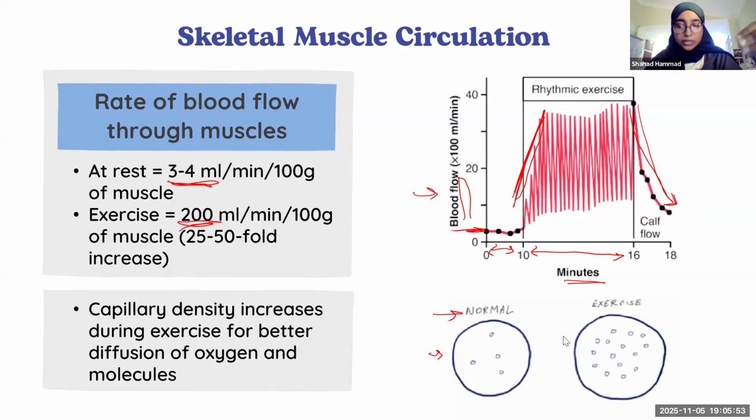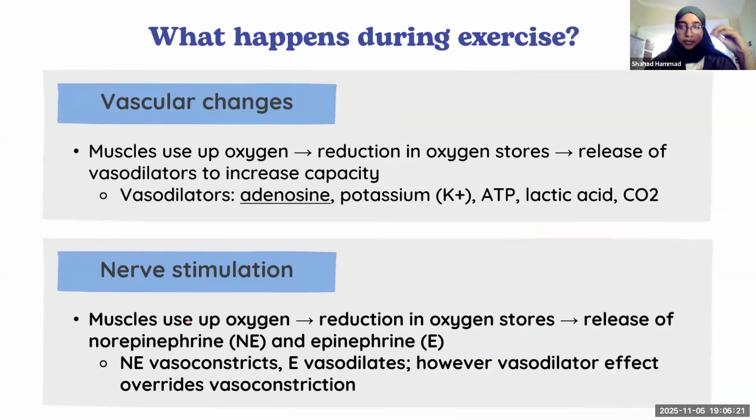How this happens is that these closed capillaries will open. You can see from normal to exercise, we have a lot more capillaries within the muscle fiber. This will allow the body to compensate for the increased blood flow so that more blood can flow through these capillaries. So again, one more time, we have an increased rate of blood flow from 3 to 4 to 200, and we have an increase in capillary density. These are 2 mechanisms. The next thing that we want to mention is vascular and nerve stimulation.